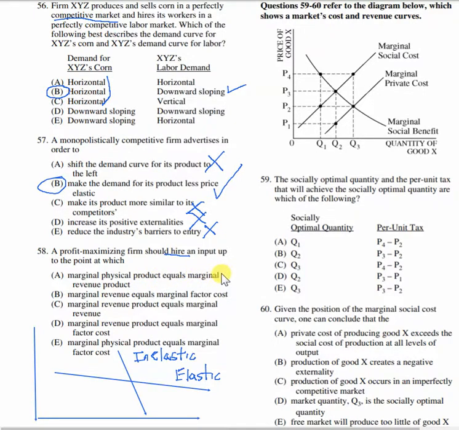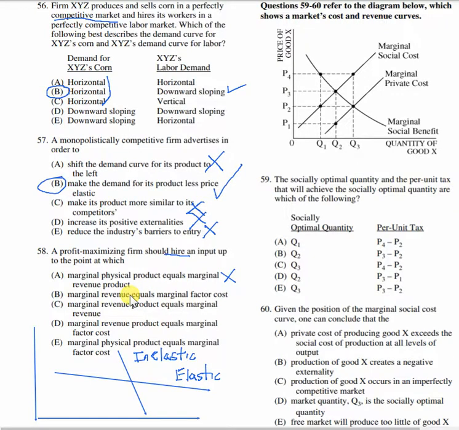Now B says marginal revenue equals the marginal factor cost. Now remember, marginal revenue we talked about when we were the supplier, and that's the amount of money we get for an extra product that we sell into the marketplace. Marginal factor cost is the extra amount we pay to hire labor. So they're comparing two different things.